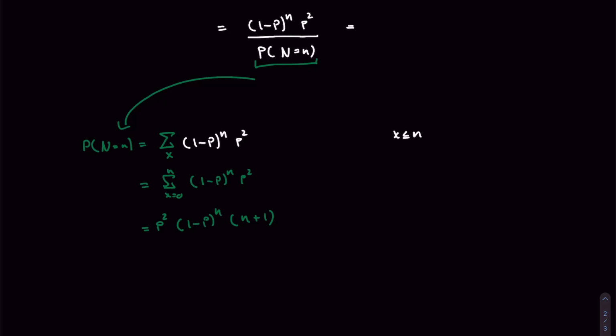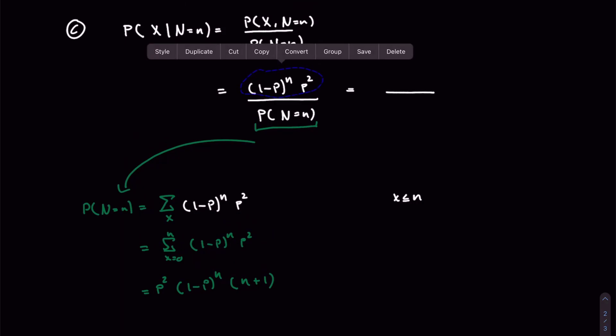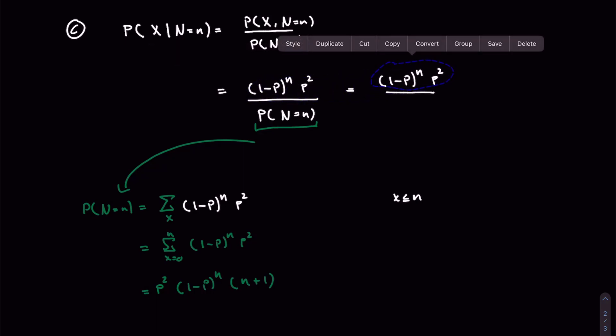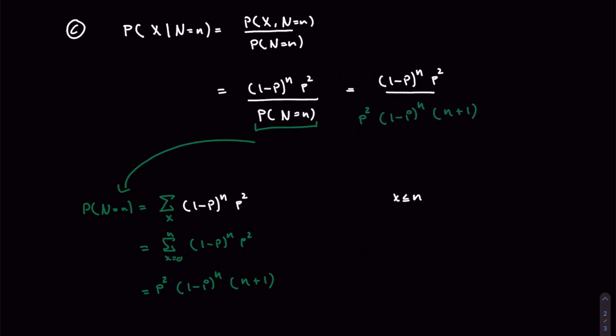And so just putting it in here, we have, let's copy this, duplicate like so. We'll take this term like that, and this whole thing now, these terms cancel, these terms cancel, so we end up with 1 over n plus 1.